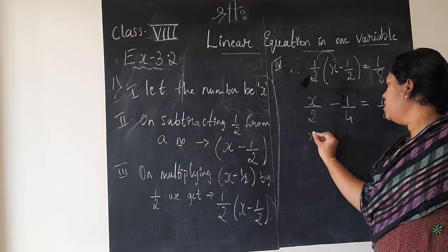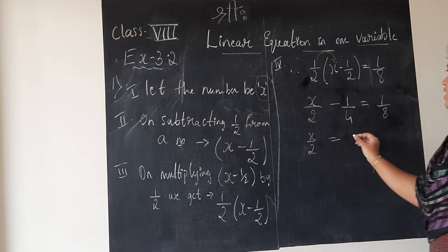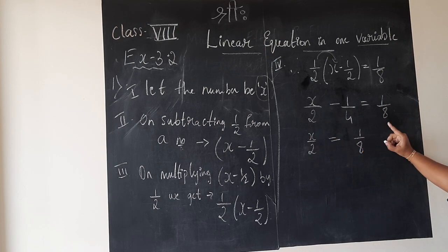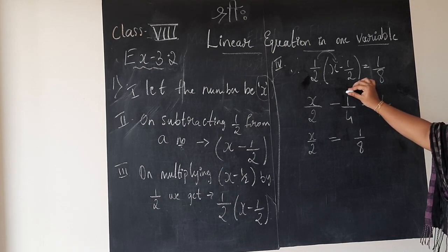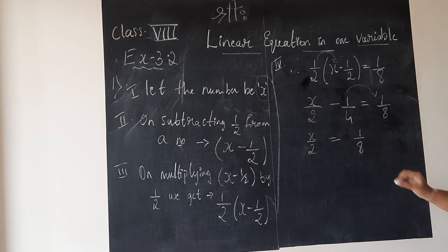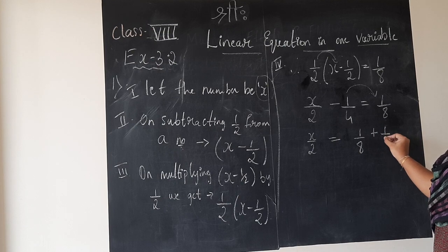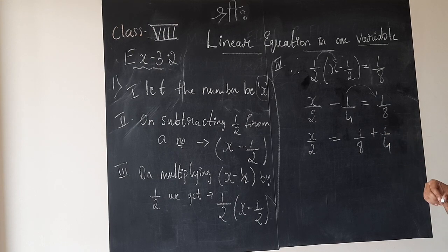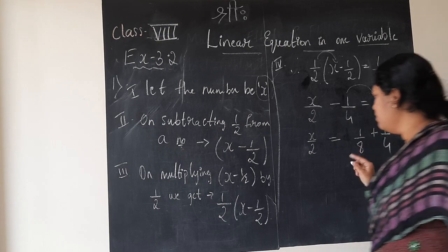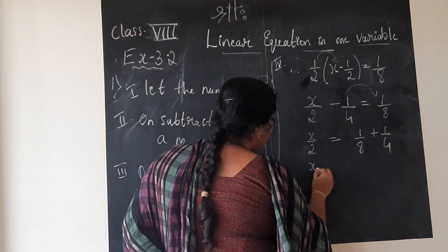Now, this x by 2 I will keep on my LHS. This RHS 1 by 8 I will write as it is. Minus 1 by 4, when we send it to the RHS, what will it become? Transpose, children. Plus 1 by 4 it will become. Now 1 by 8 plus 1 by 4 we have.